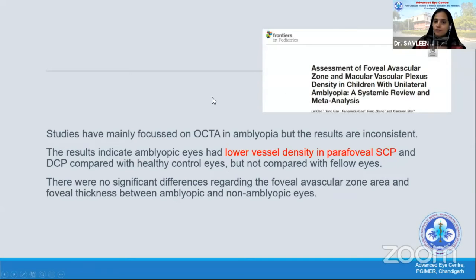A meta-analysis of all the studies that have been done also reproduced that amblyopic eyes have lower vessel density as compared to the fellow eyes, and not in the deep capillary plexus. And regarding the foveal avascular zone, the studies had contradictory results.